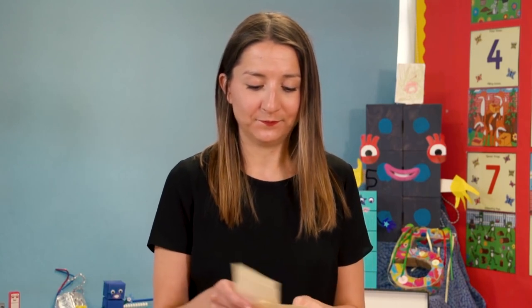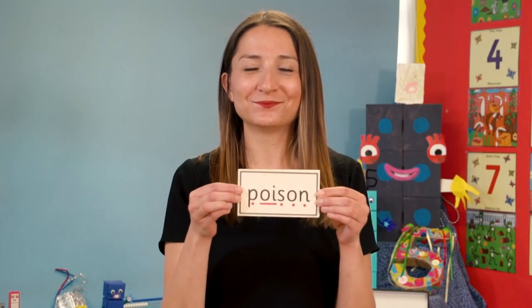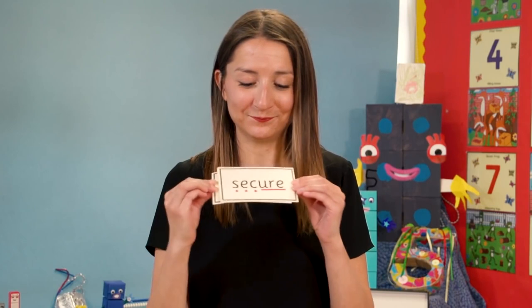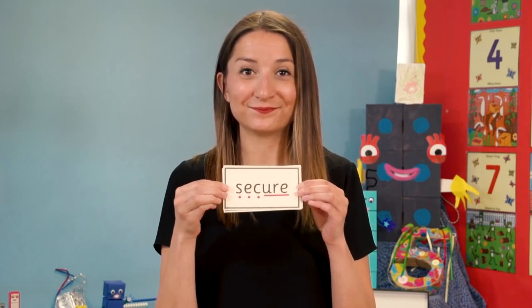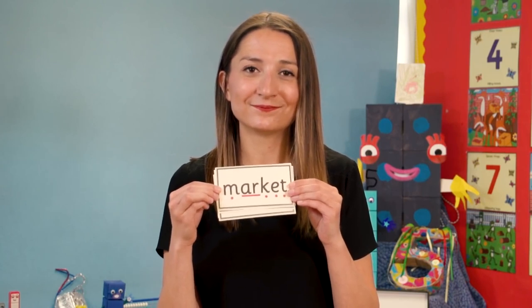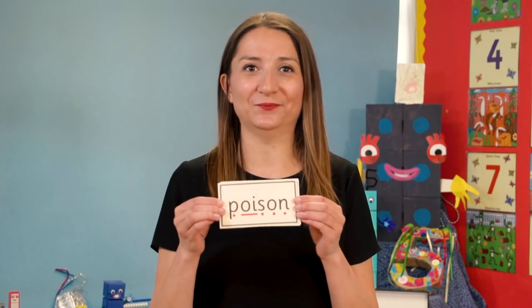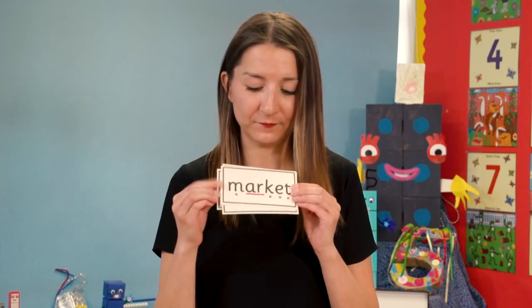Great reading. Well done. Right, I'm now going to mix up the cards. Let's see if you can read these words without any help. Are you ready? Off you go. Well done. Shall we check if you got them right? Let's read them together. Poison. Secure. Bedroom. Boatman. Market. Well done. Great reading, children.